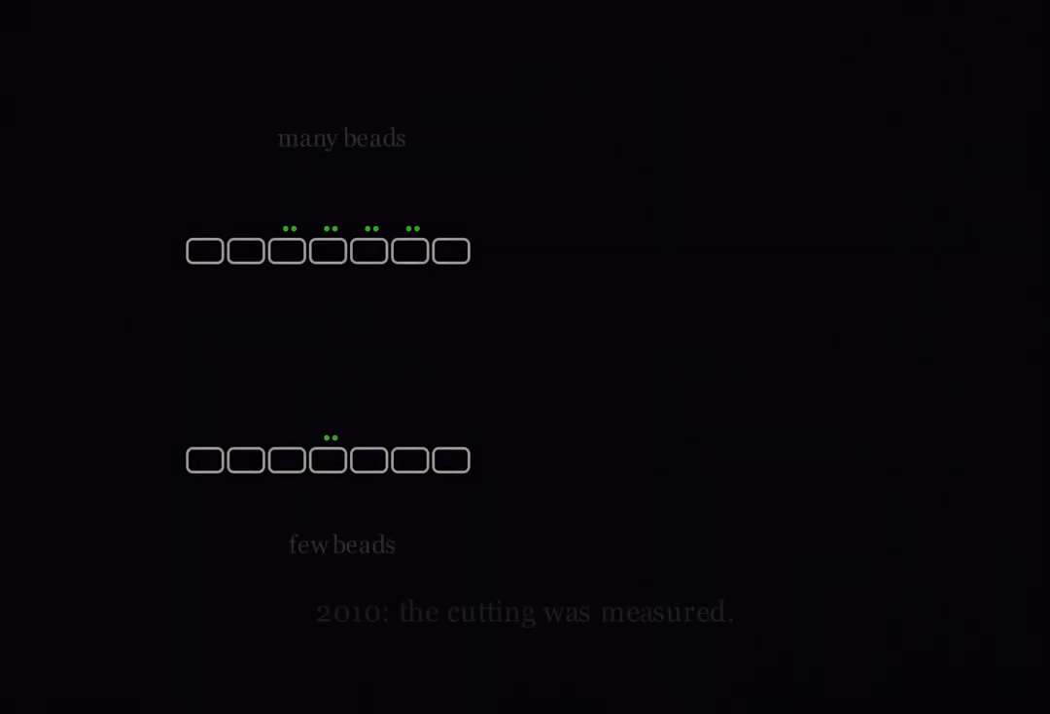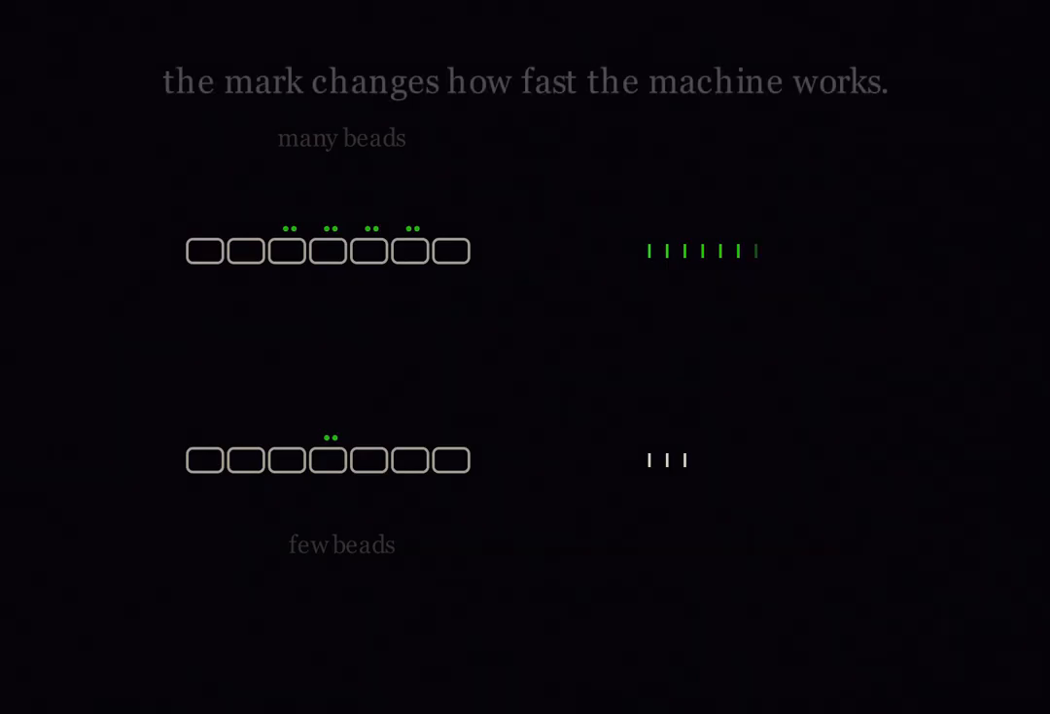In 2010, a team led by Benjamin Lacroix and Karsten Janke measured the cutting. The more beads a stretch of lattice carried, the more strongly the shears were drawn to it, and the faster they cut. The mark does not tell the machine anything. It changes how fast the machine works.